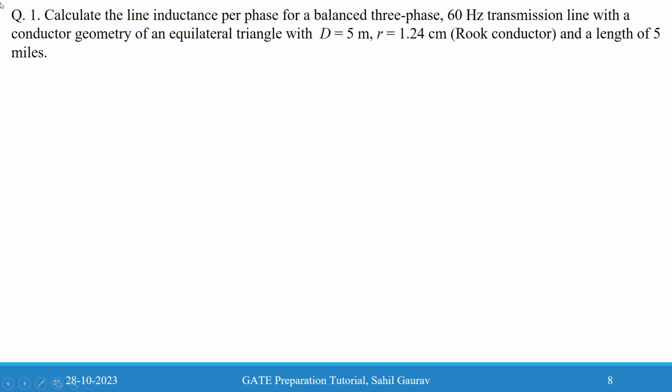So the first problem is that we need to calculate the line inductance per phase for a balanced three phase 60 Hz transmission line with a conductor geometry of an equilateral triangle, with distance equal to 5 meter and radius equal to 1.24 centimeter. This conductor is generally called a rook conductor, and the length is 5 miles. So all of you try, and whoever is getting the answer, type your answer in the chat box.